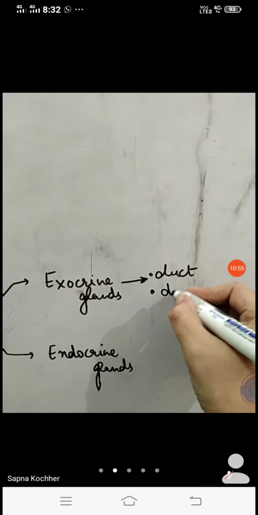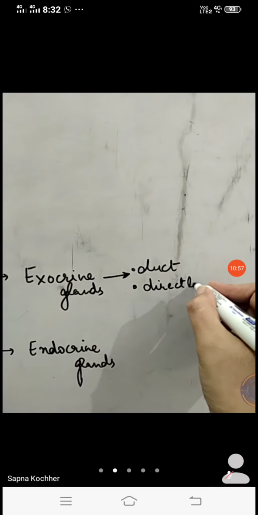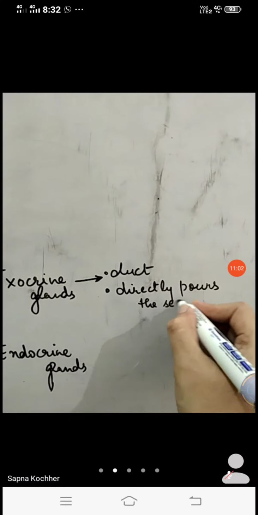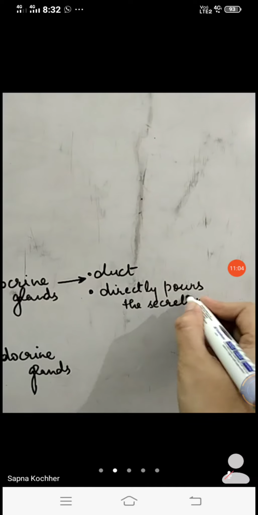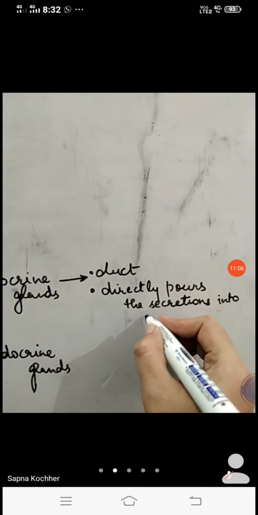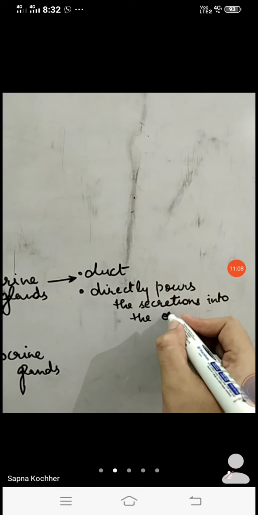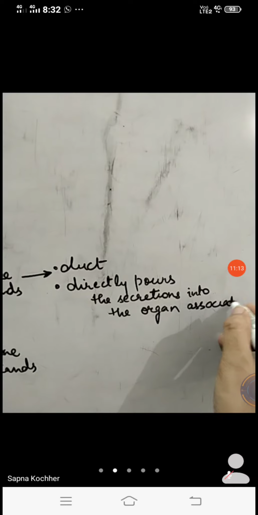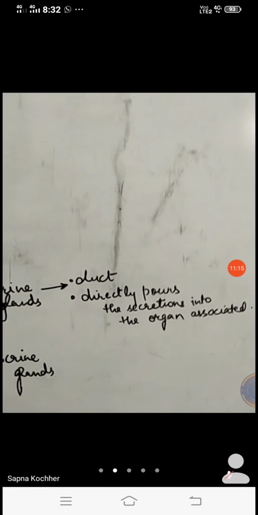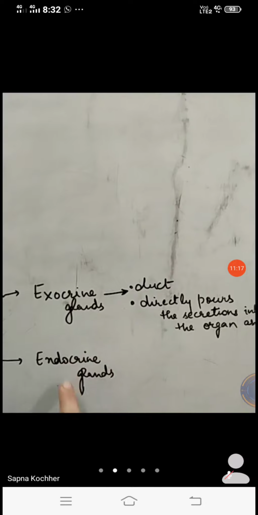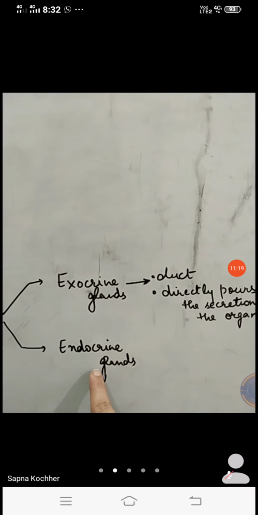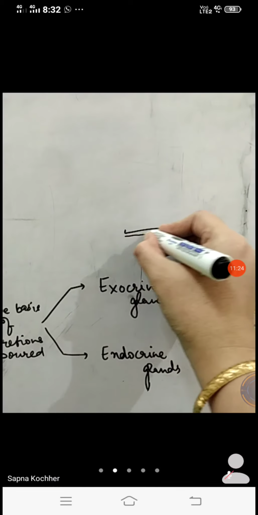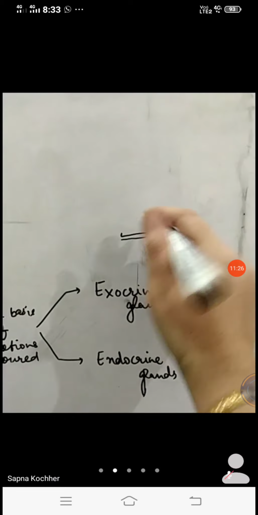So it directly pours the secretions into the organ associated. Into the organ associated means that which is attached directly. For example, the pancreas acts as both exocrine as well as endocrine. If we talk about the pancreas, we know that there is a duct-like structure. These are having the pancreatic ducts also.